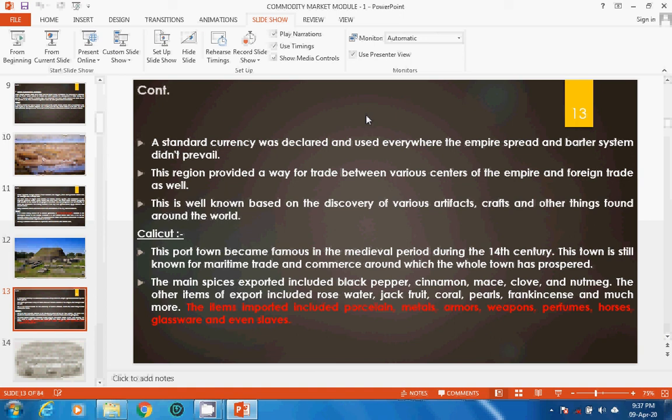Another important city with trade connections with other foreign countries during the 14th century. This port town became famous in the medieval period. During the 14th century, this town was known for maritime trade and commerce, around which the whole town prospered. The main spices exported from the Calicut port were black pepper, cinnamon, maize, clove, and nutmeg. So these are the items which were exported.